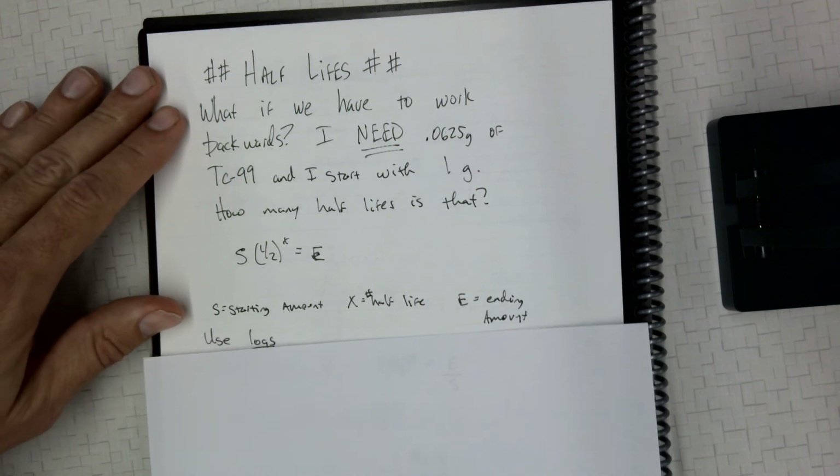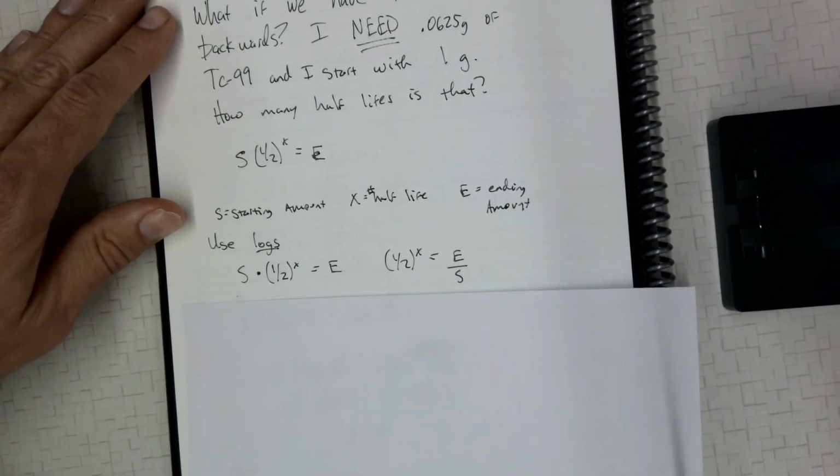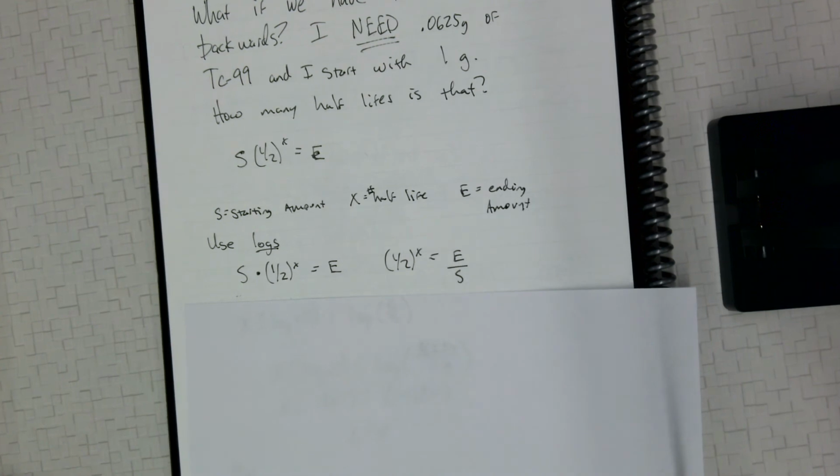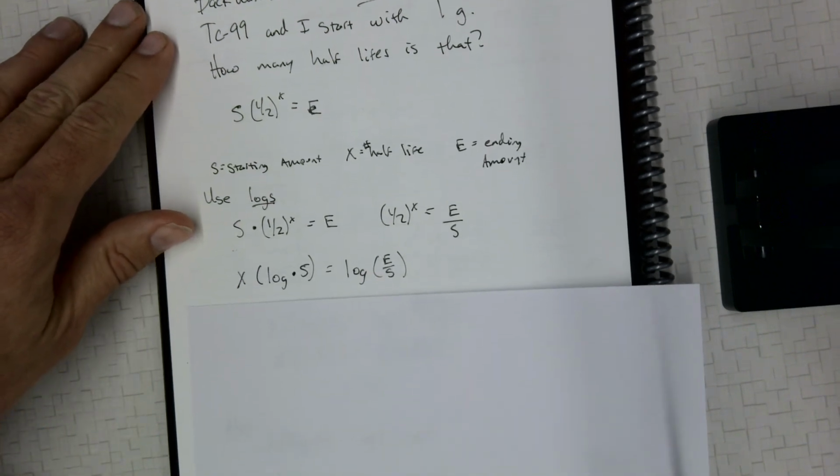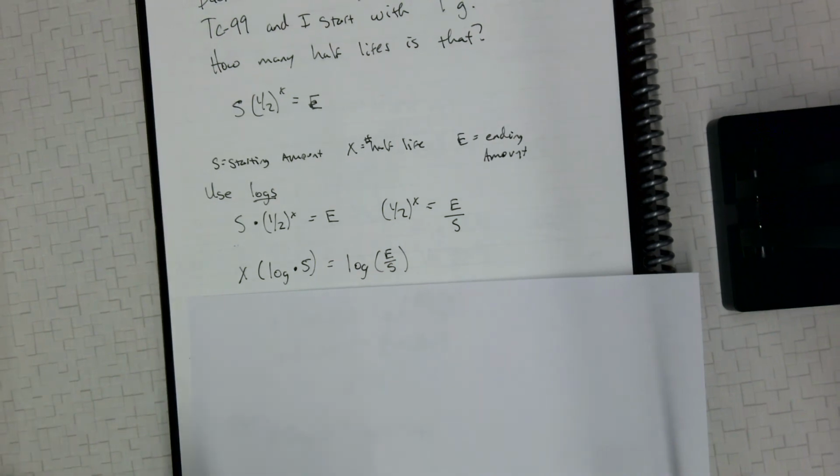So let's take a look here. To use logs, I rearranged the equation. Logs help me to isolate the exponent. I've just said I'm going to divide both sides by the starting material to get (1/2)^x equals the ending amount over the starting amount. If I do this, I take the log of both sides. And when you do that, instead of putting 1/2, I just wrote 0.5. And so x drops in front of the log of 0.5. That's the nice thing about logs: it's exponents, and we can rearrange it.